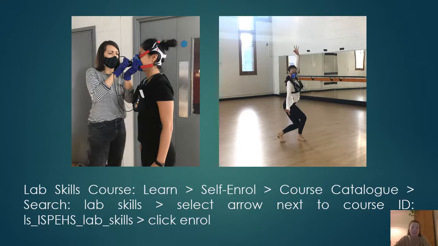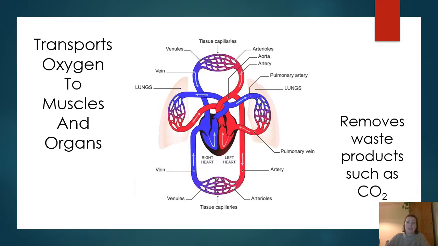Let's look closer at the types of data we will see and what is happening in the body for these to occur. The cardiorespiratory system has two main functions: to transport oxygen from air inhaled to the muscles and working organs, and to remove waste products such as carbon dioxide.